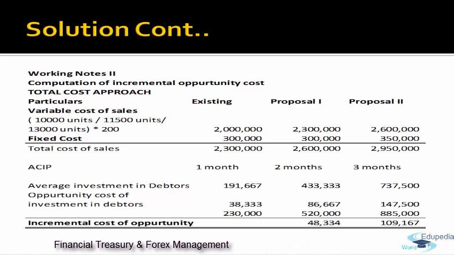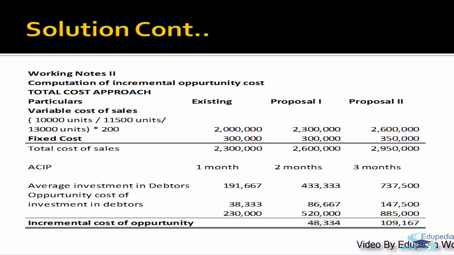What is the loss or the return that the company has to forgo? What is the opportunity cost? It is 20% of the investment amount in debtors. So the opportunity cost will be 20% of 1,91,667, which is 38,333. If I go for 2 months, it is 4,33,333 into 20%, which is equal to 86,667. And in proposal 2, it would come up to 1,47,500.